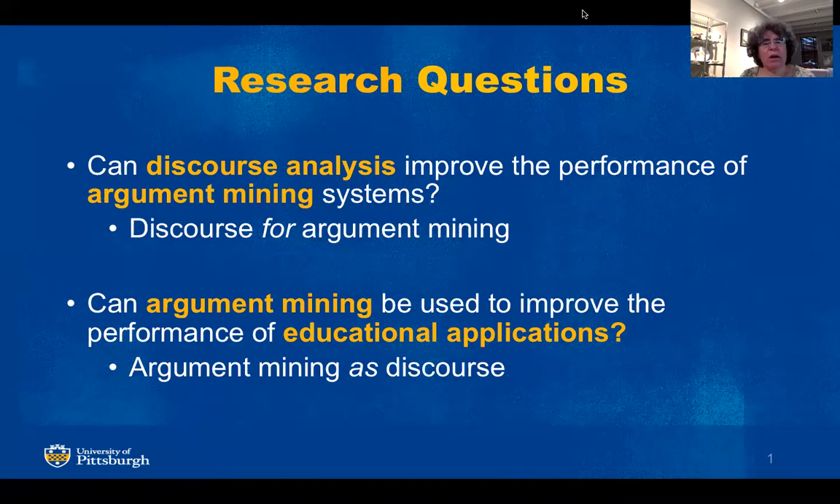The second set of questions that I'm going to be asking relate to the following perspective. Can argument mining itself be used as a method of discourse analysis, which in turn can be used to improve the performance of downstream applications, and in my case, educational applications? So here, argument mining itself is the discourse method and will be used in an extrinsic evaluation context.